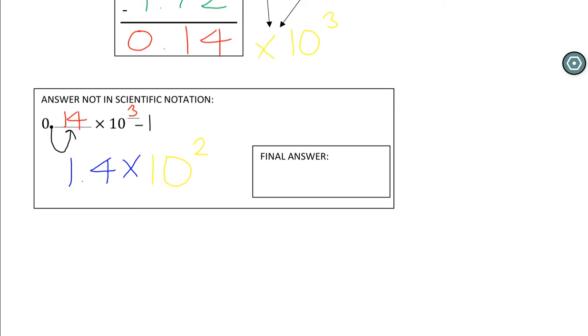There you go. That's our final answer. 1.4 times 10 to the power of 2. Or 1.4 times 10 squared. And there you go. That's your final answer. Now, you know how to add and subtract when the powers of 10 are the same, add and subtract when the powers of 10 are different, and what to do if your final answer is not in scientific notation.